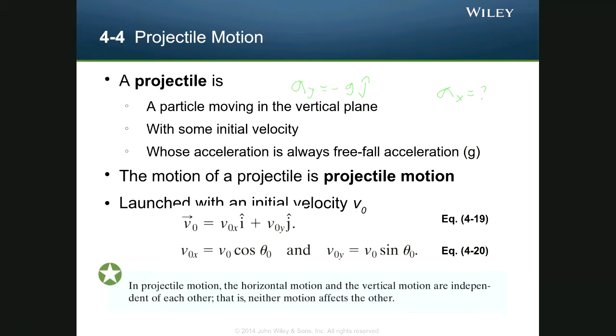If you don't believe me, I challenge you to identify what would be causing the acceleration in the x direction. Now, we are going to neglect air resistance.